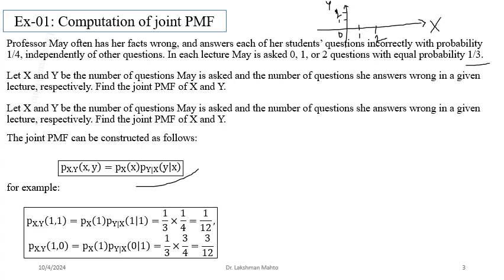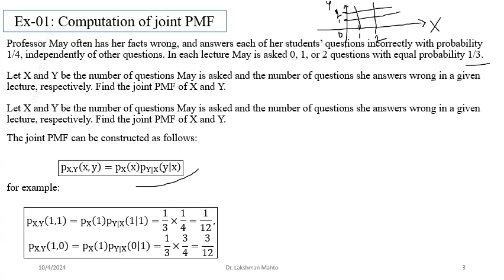Okay. So how many joint points are there? And how many joint points are there? 3 into 3, 9. How many joint points? Count. 1, 2, 3, 1, 2, 3, 1, 2, 3. 3 plus 3 plus 3, 9 joint points are there. So how many joint probabilities do you have to compute? 9 joint probabilities you have to compute. So what would be your approach?